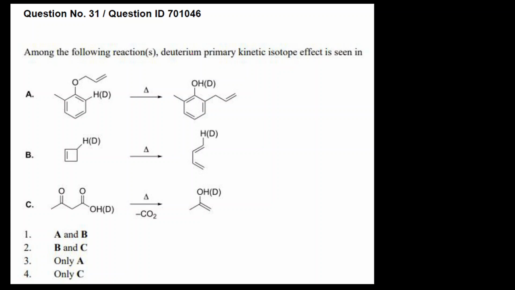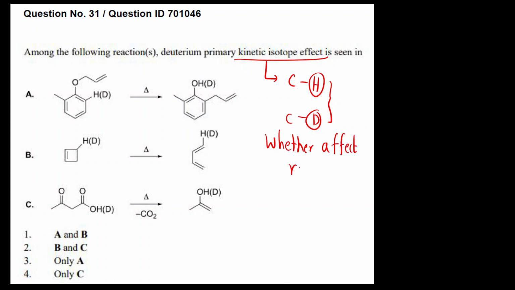Here, among the following reactions, deuterium primary kinetic isotope effect. Primary kinetic isotope effect is the effect whenever the hydrogen is replaced by an isotope. The question is whether this change that we make will affect the rate of the reaction or not. That is the meaning of primary kinetic. Kinetic means we are talking about the rate. Rate means how fast or slow the reaction will occur. Isotope effect, because we are replacing it with an isotope.